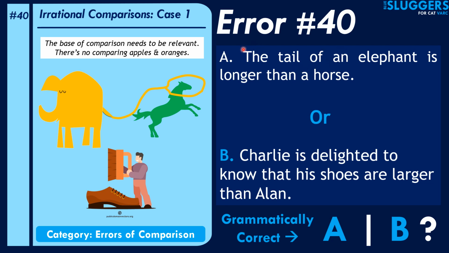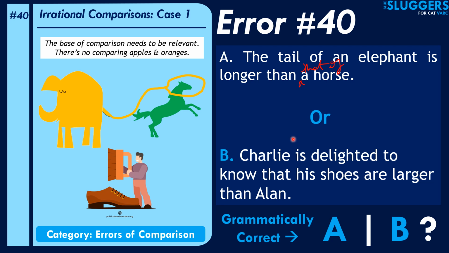So one of the rules of comparisons is that the two items which are being compared have to be of the same category. They cannot be too dissimilar, right? You cannot compare the tail of the elephant with the horse. So probably the author rather wanted to say that the tail of an elephant is longer than that of a horse, right? So it should probably be "that of a horse." Then in that case it will be correct.